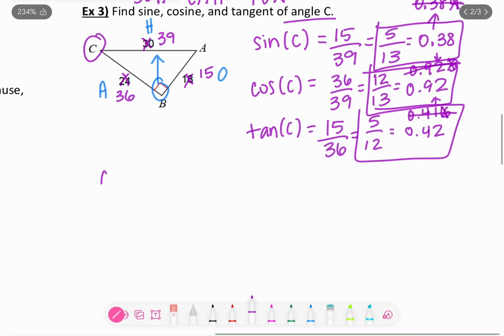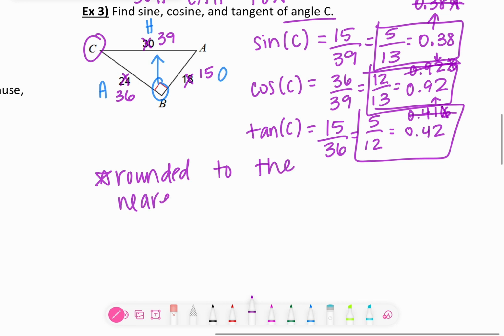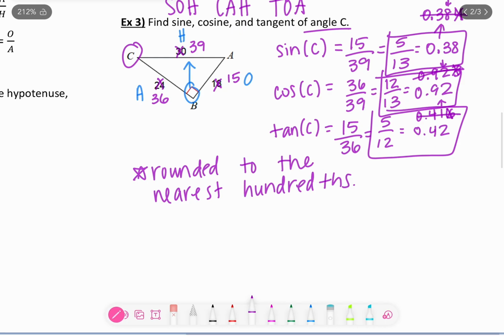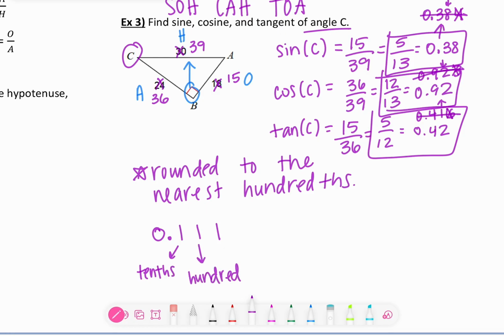Okay, I'm just going to put here, rounded to the nearest hundredths, which is 2 after the decimal. So you may want to make a little note of that just because we're going to use this a lot in this unit when you're rounding. So I'll just write down some numbers. So this is tenths. This is hundredths. And this is thousandths.